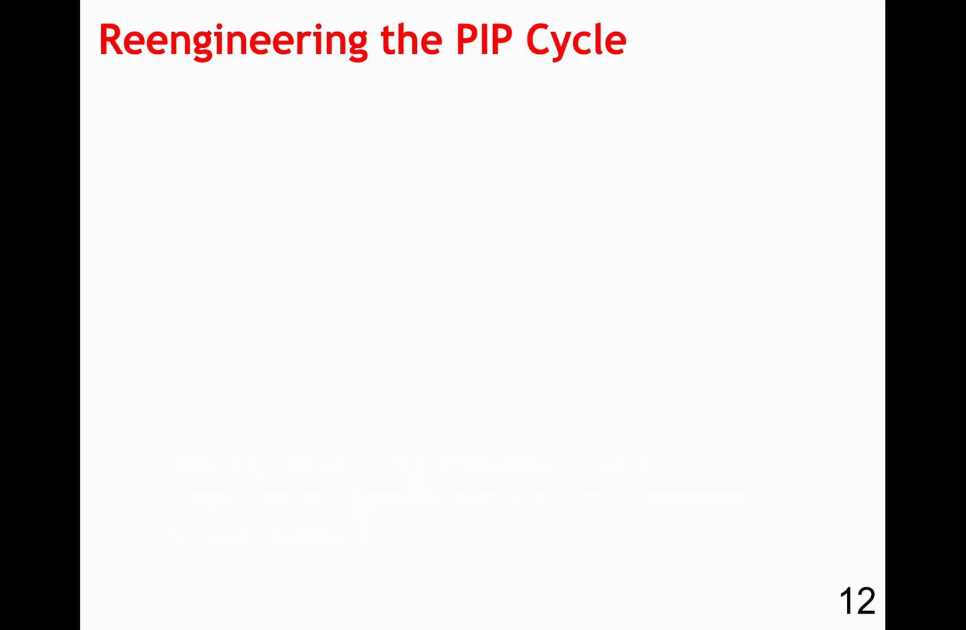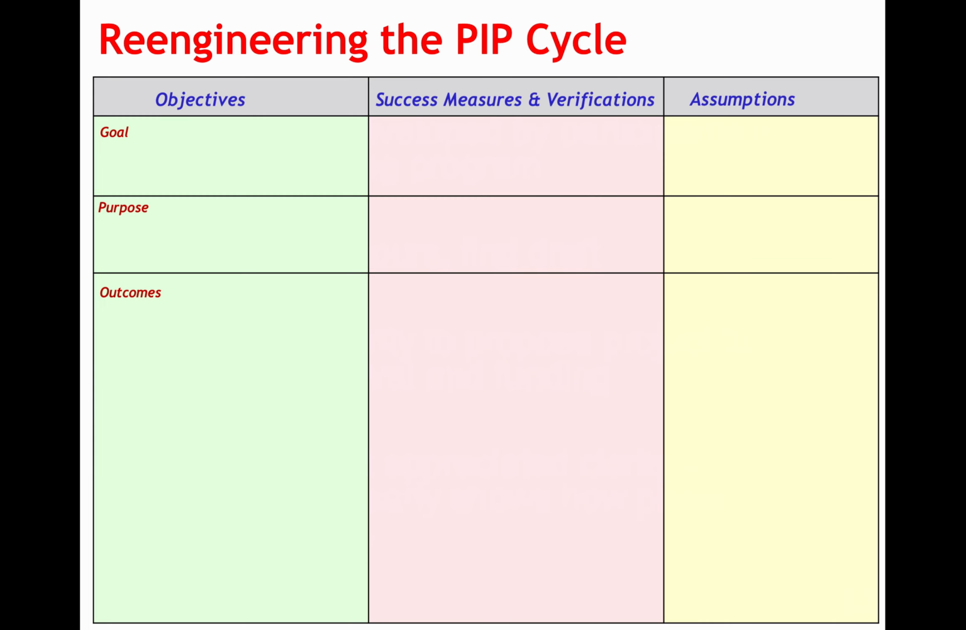So we're about re-engineering the PIP cycle, purchasing, inventory, and payments. The goal they came up with is save money while improving production efficiency. That makes sense, doesn't it? Yeah. To get there, they had to improve this purchase, inventory, payment cycle. And then they said, what is the logical set of outcomes? What are the major steps?